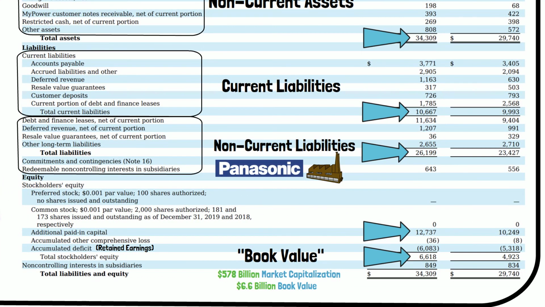At the very bottom, you'll see the total for the liabilities and owner's equity. You can see that the total of $34.3 billion is the same as the total of the assets above. This is what makes this financial statement called the balance sheet, because these two totals always have to balance.